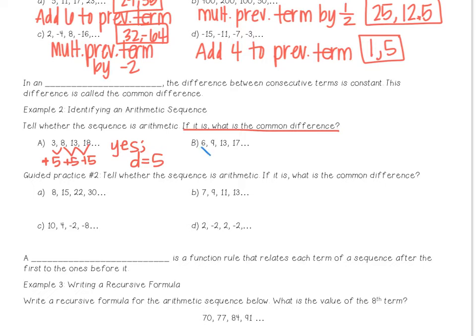For B, from 6 to 9, I'm adding 3. From 9 to 13, I'm adding 4. From 13 to 17, I'm adding 4. But because one time I added 3 and the other times I added 4, this one is no.